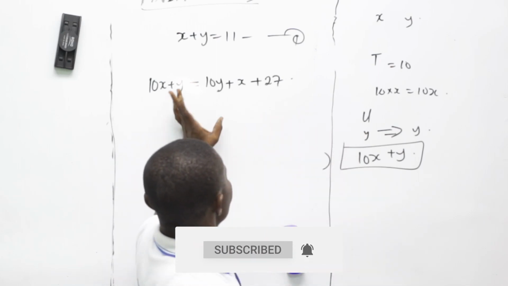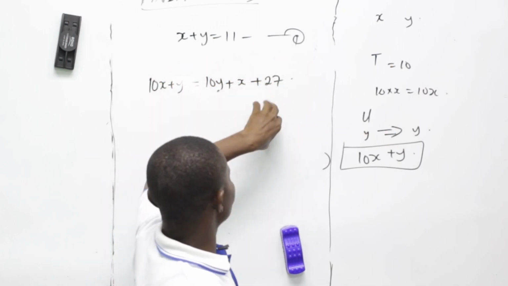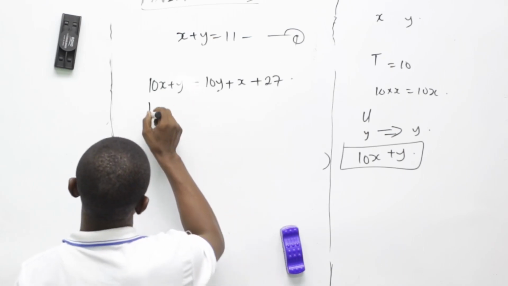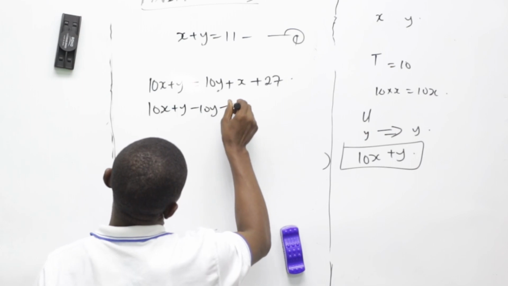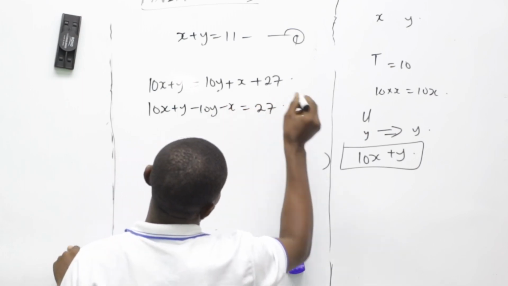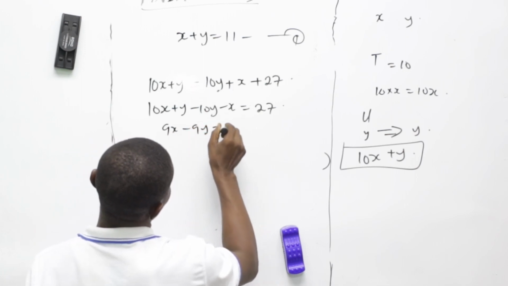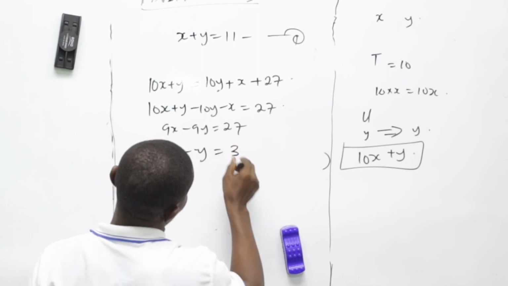So what we have is 27 greater than. That is, interchanging part plus 27 gives us the original part. So that 10x plus y minus 10y minus x will be who? 27. 9x minus 9y equals 27. x minus y equals 3.